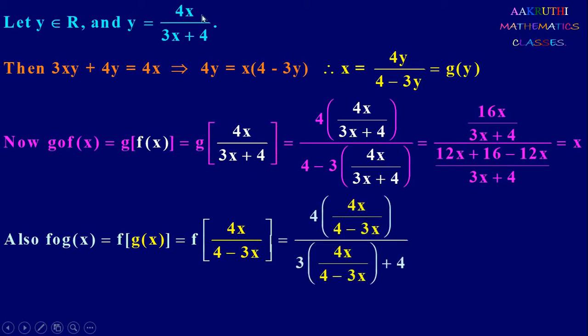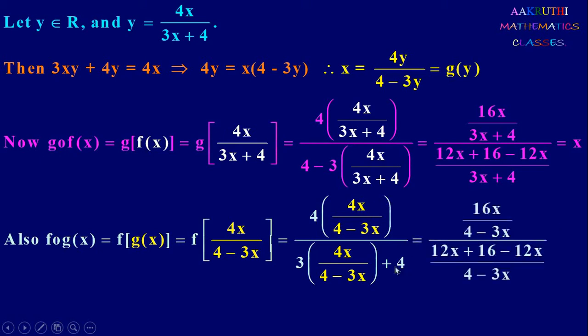So therefore it is 4 into 4x divided by 3 into 4x divided by 4 minus 3x plus 4. So here we multiply this, we get 16x divided by 4 minus 3x and we take LCM here, 4 minus 3x LCM. So when we multiply here it is 12x and here when we multiply we get plus 16 and minus 12x. And here also 4 minus 3x cancel, 12x cancel, remaining is 16x by 16. Again 16 cancel, we get x. So therefore f composite g of x is x.